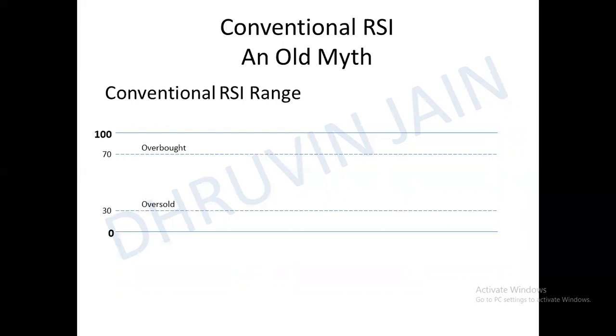Okay? Conventionally, RSI was used like this. In my opinion, this was the old myth, the conventional use of RSI. When the momentum of RSI was at 70 zones, it was termed as overbought region. That means you should sell at these zones. You should sell your positions, or you should be short selling. And when the RSI line was at 30 zones, it was termed as oversold. That means you should be buying at these zones. You should be going long at these zones.